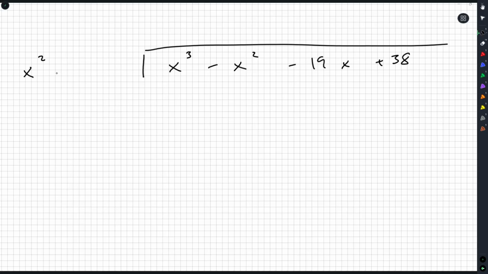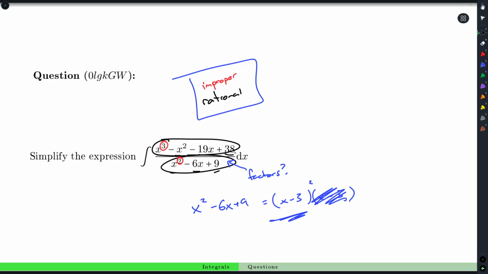If they had given us the denominator factored, which can be nice for the partial fraction decomposition, we would have to expand it, because to do the long division and get the proper rational we need the actual polynomial written out. So we put everything in decreasing order, left to right, for our powers of x: minus 19x plus 38. Okay, we're good to go. Now we just start doing our long division.